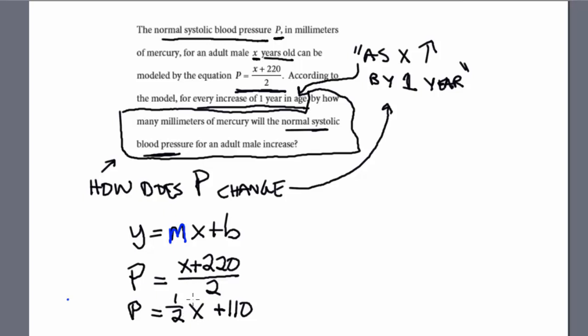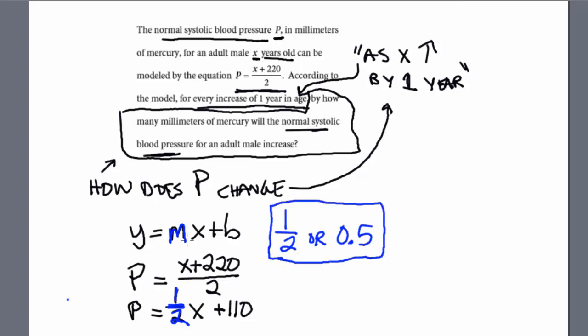If I write it that way, I see immediately what the slope is. So if I want to answer my question, how many millimeters of mercury will it increase for every 1 year of age? The answer is 1/2. It'll increase 1/2 millimeter, or you could write 0.5, same thing, millimeter. So this is your answer for this question.